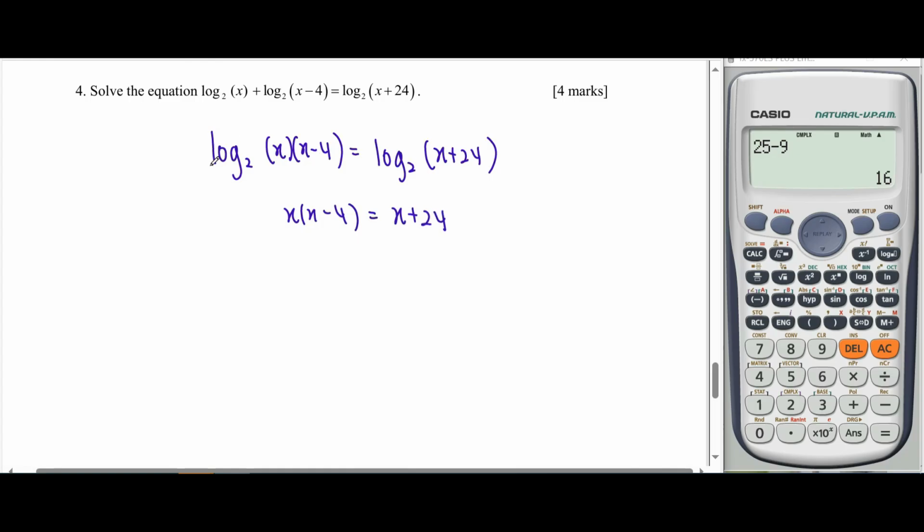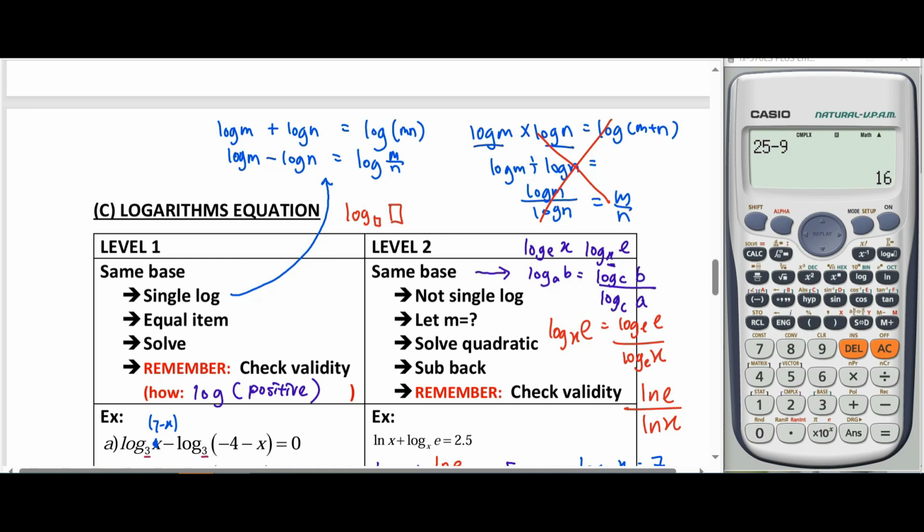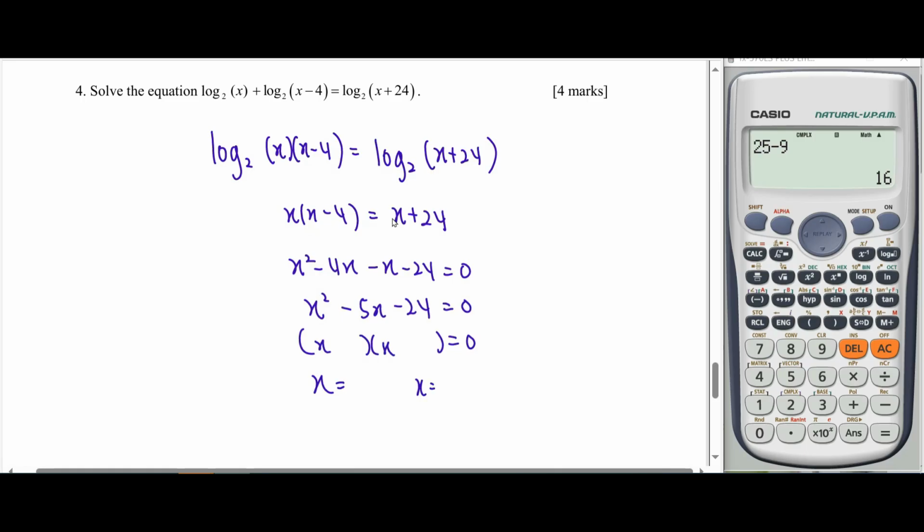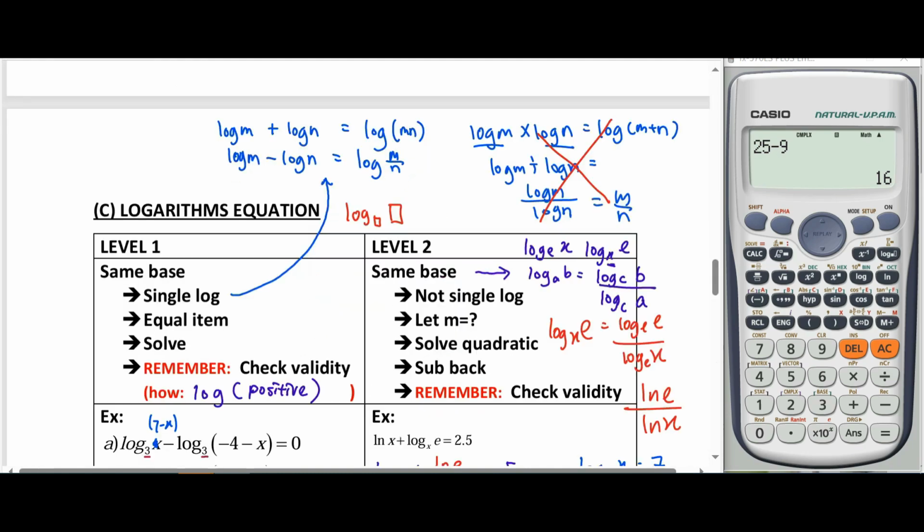After we equate the items, what can we do? Continue, we just solve it. So this is our quadratic equation. We solve it. x squared minus 4x, move it to the left hand side. Then x squared minus 5x minus 24. For the quadratic, we need to factorize to get x. So press your calculator to get your x. So your x is positive 8 and negative 3.